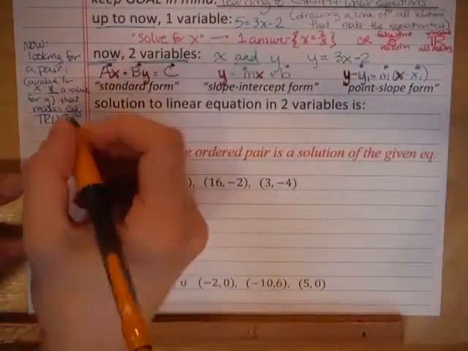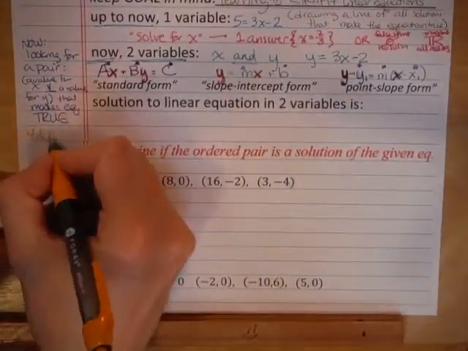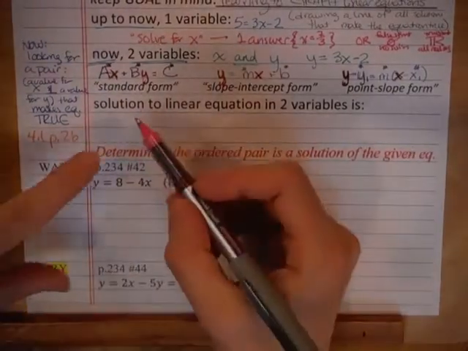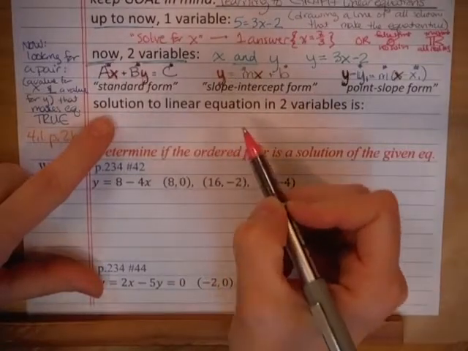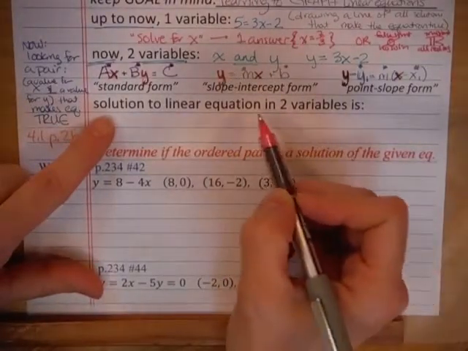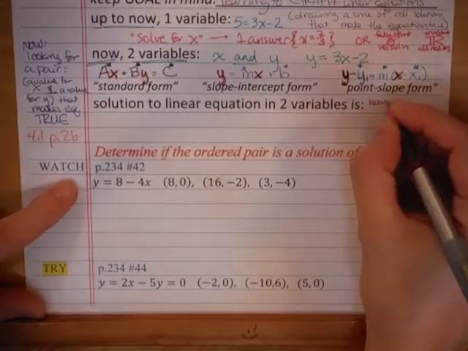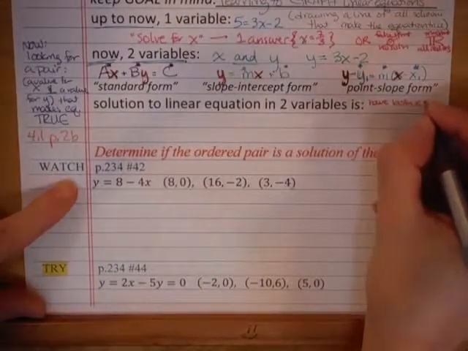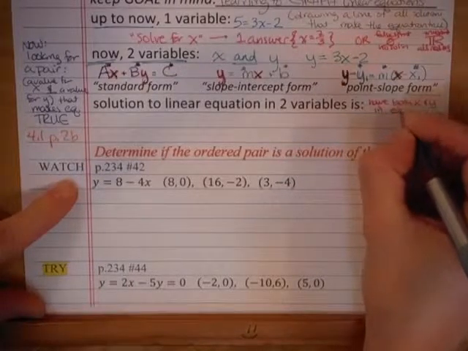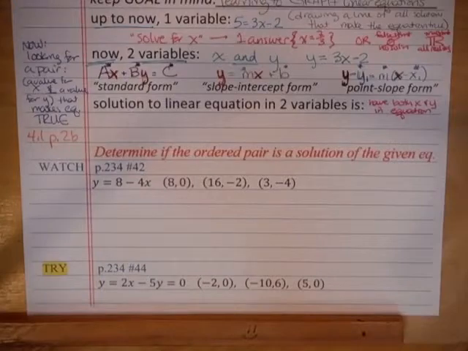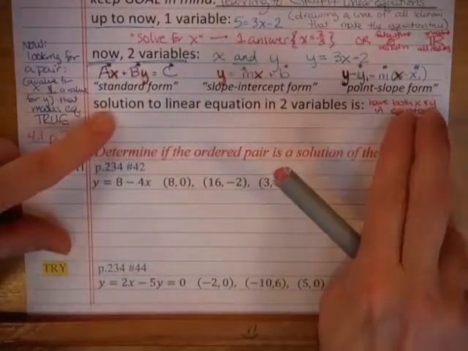All right, and here we are in section 4.1, bottom of page 2. And let's talk now about what it means to be a solution to a linear equation in two variables. Okay, so in two variables means that you have both x and y in the equation, which means that our solution is going to be a pair of answers.